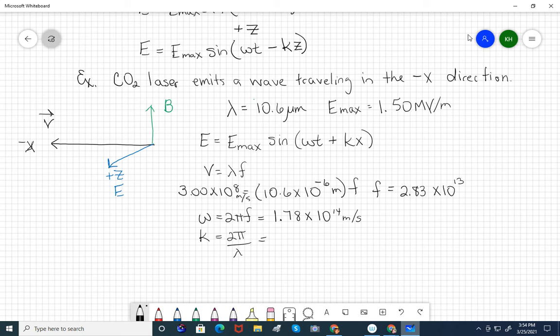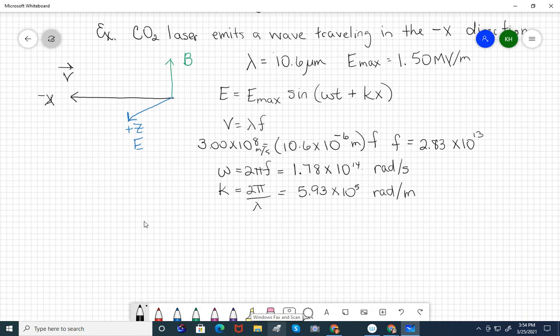And that is 5.93 times 10 to the 5th. And I wrote meters per second. That's supposed to be radians. I'm so sorry. Let me get my units right. I don't know why I put meters per second. Omega is going to be radians per second, and k is going to be radians per meter.